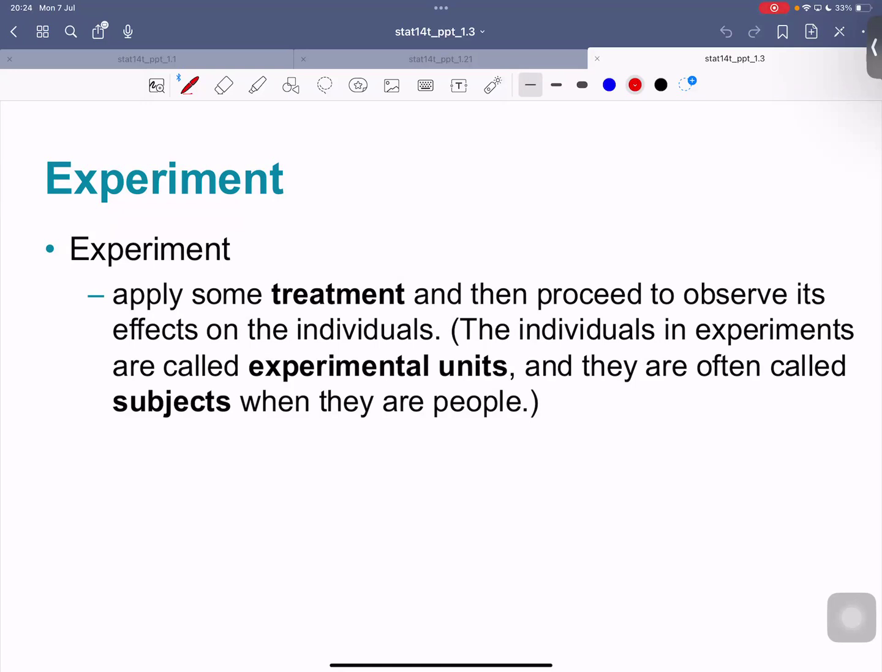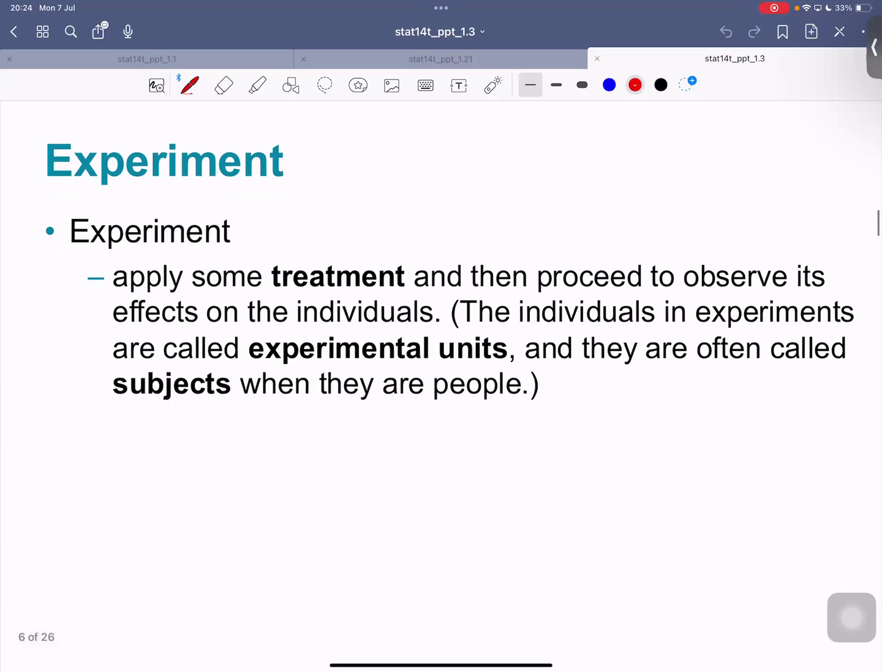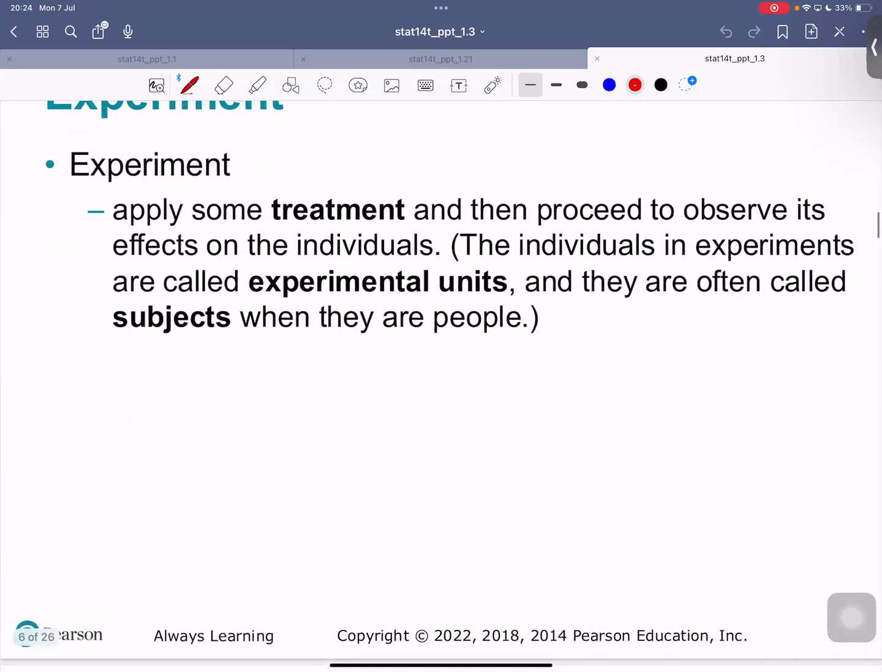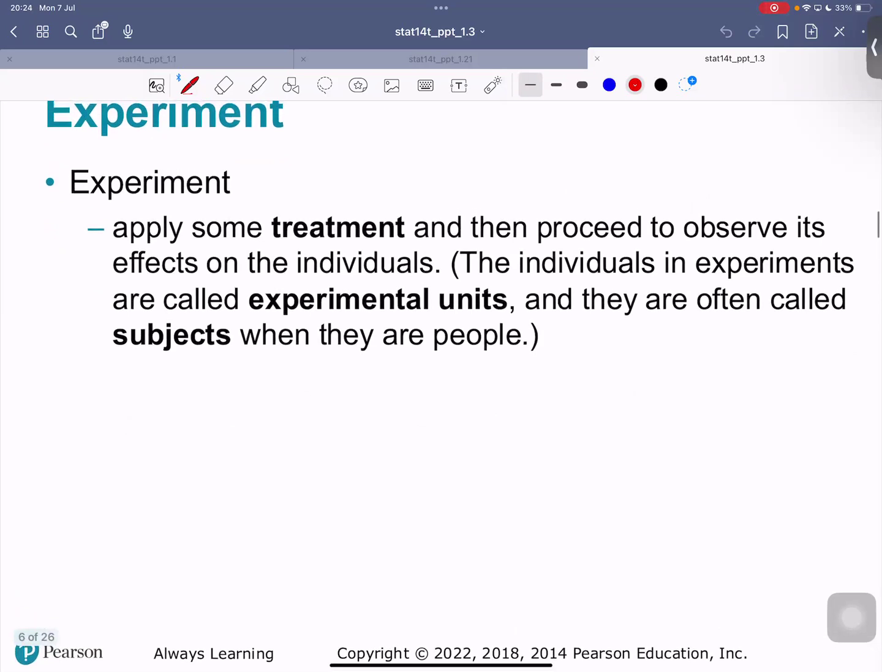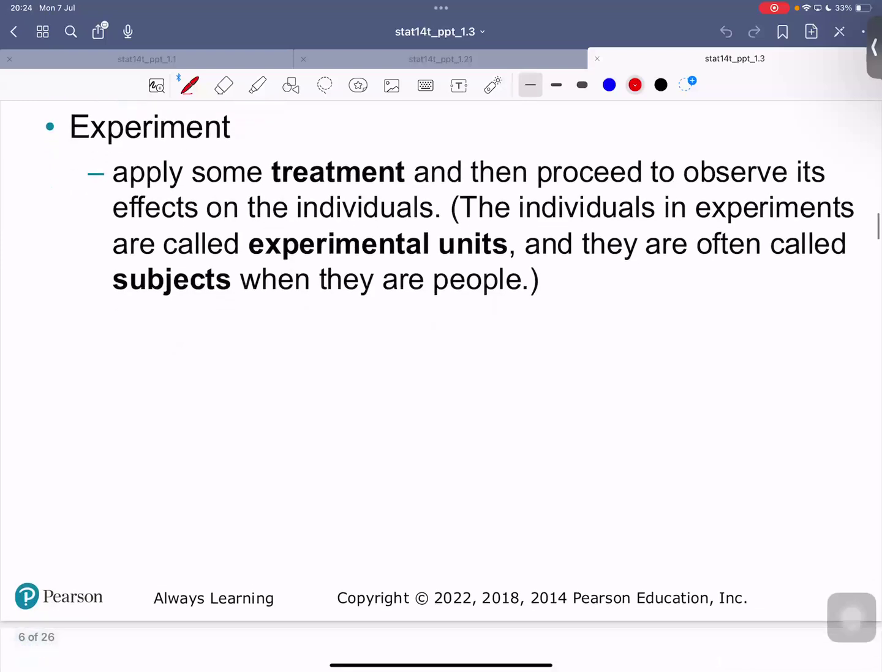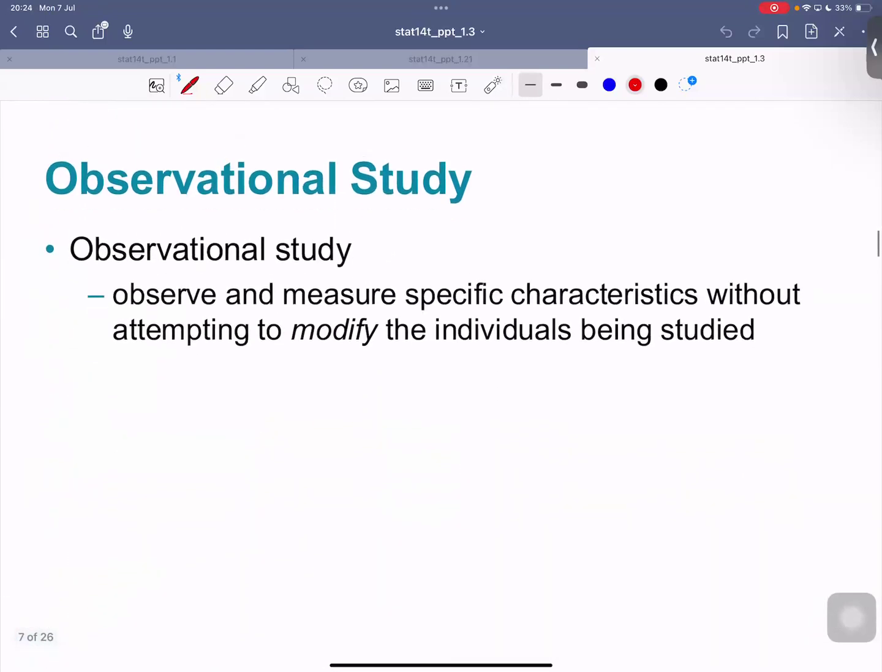Yeah, we usually see that when we do treatment experiments, right? And for people we just call them subjects. If you do the experiments with animals, they will still call them subjects, right? Other stuff they will call objects. And an observational study observes and measures specific characteristics without attempting to modify the individuals being studied.